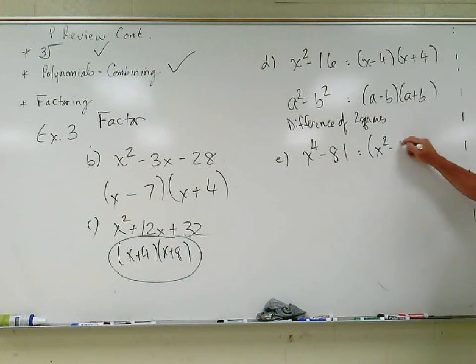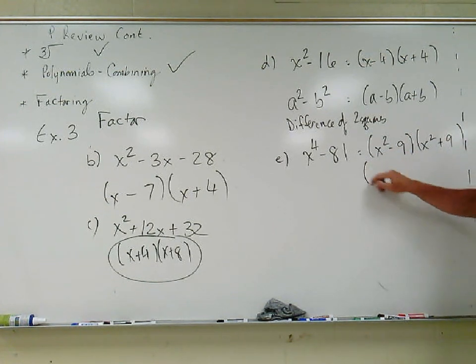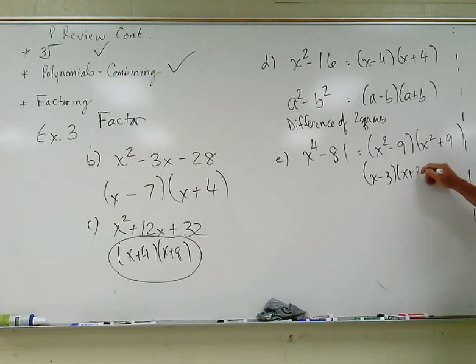And it's 9. X squared minus 9, x squared plus 9. And then guess what? X squared minus 9 is a difference of two squares. This one, x squared plus 9, you cannot factor because it's got a plus. Now the x squared minus 9 can factor. How does that factor? Yep, x minus 3, x plus 3, and then you got x squared plus 9. Okay.